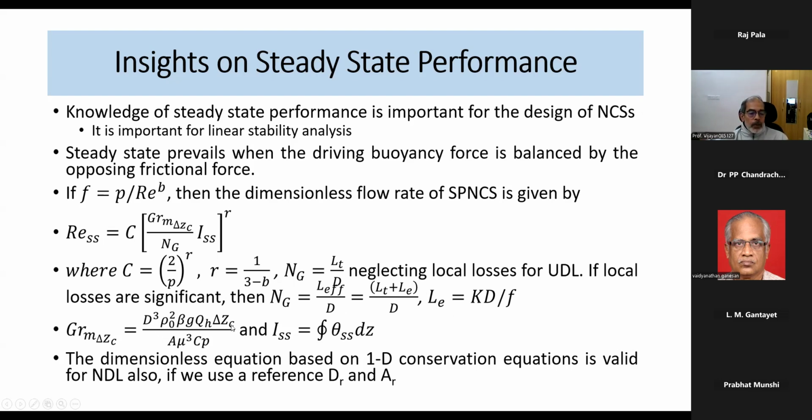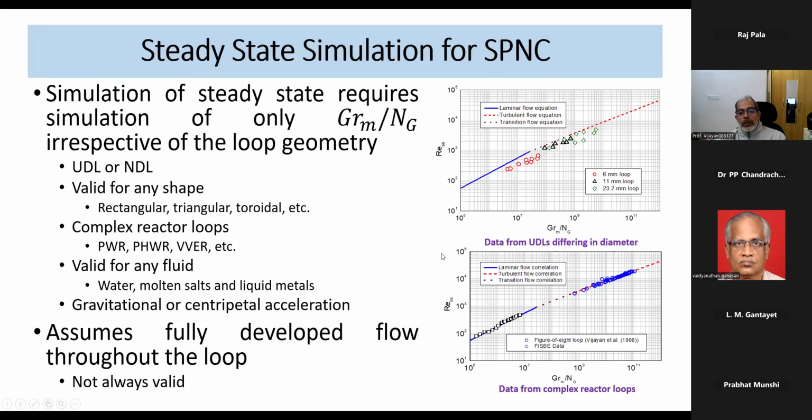And then the GRM used here is this one, which essentially looks like a Grashof number, but there are differences. And this parameter ISS is actually given by this equation. This is valid for both uniform diameter and non-uniform diameter loops.